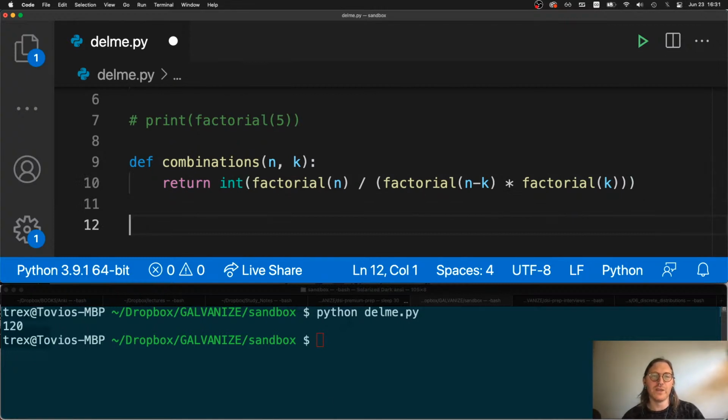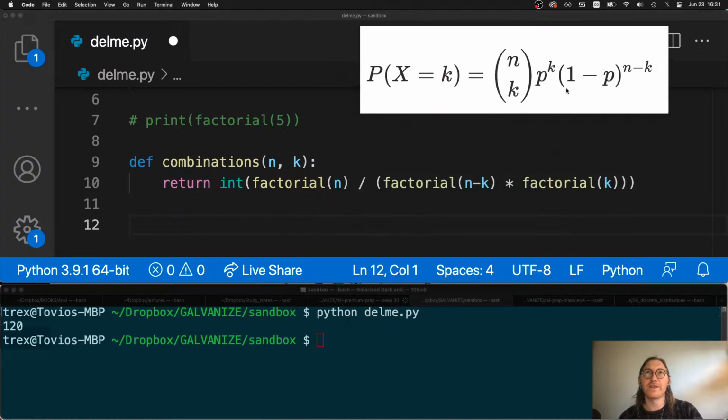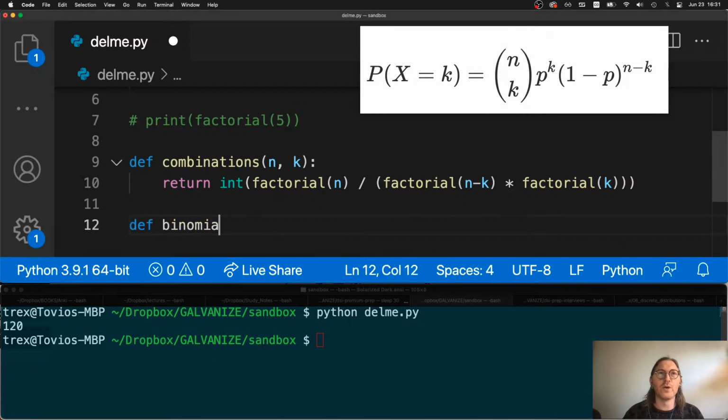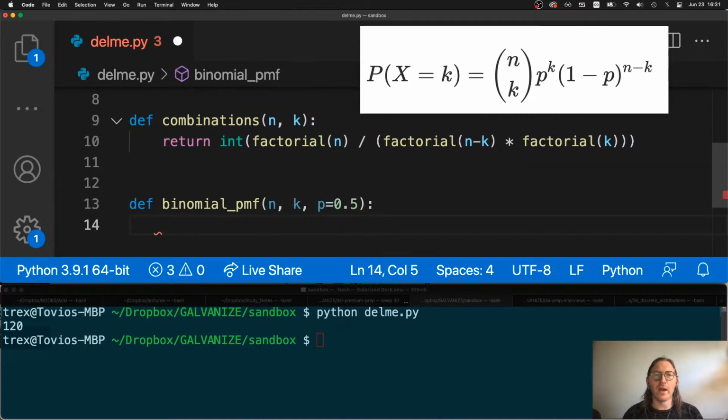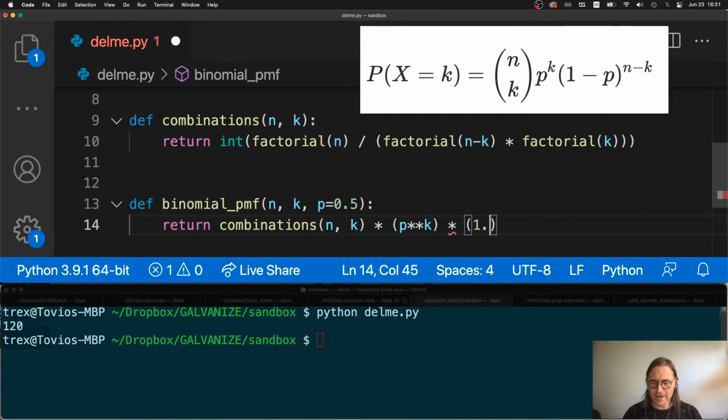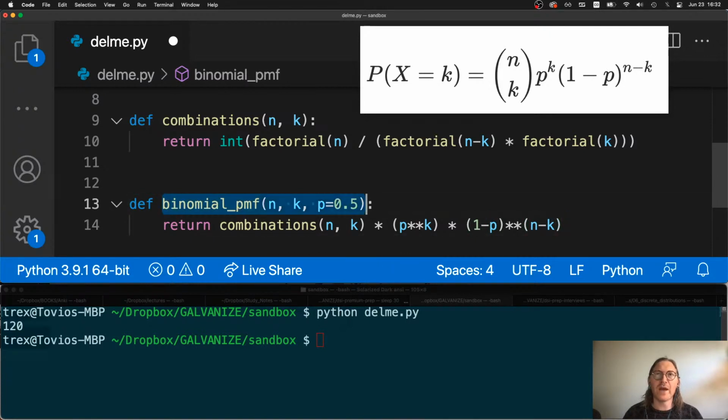So if we're going to code the binomial PMF, we really just need that formula, right? And so let me snag that formula. We'll translate this directly into Python, and that's going to be pretty easy. So that is going to be the binomial PMF, right? Binomial PMF. And we pass in n, k, and a probability of 0.5. And we're going to return combinations n choose k, right? We've got that function above, multiplied by p to the k, multiplied by 1 minus p to the n minus k. And so now that we have this, we can answer that question.